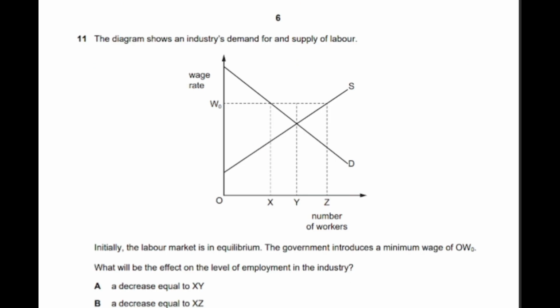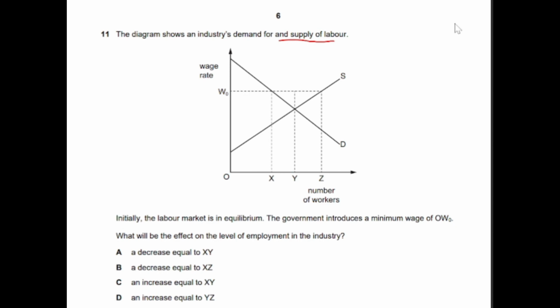Moving to question number 11. The diagram shows an industry's demand and supply of labor. Initially, the labor market is in equilibrium, right? So this is the equilibrium point where demand and supply of labor meet each other. The government introduces minimum wage OW naught. So this is OW naught, minimum wage. Minimum wage is above equilibrium. What will be the effect on the level of employment in the industry? At the equilibrium point, you can see employment was this much, Y number of workers were employed.